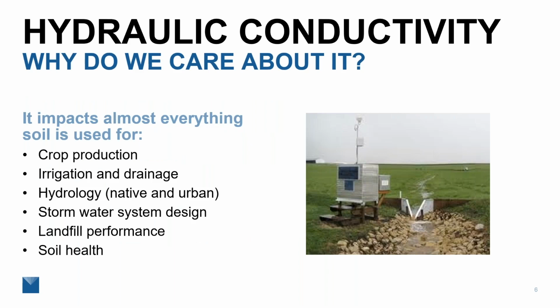So why do we even care about hydraulic conductivity? Well, it impacts almost everything soil is used for. It impacts crop production because it's going to impact how well water is able to infiltrate into the soil to be stored later for use. This is especially important here in the Palouse where we're located. It also is going to impact how water is redistributed through the soil profile for crop use. It's also going to impact irrigation and drainage. So it's going to impact how fast we can irrigate and how the water is going to infiltrate into the soil. But also we have soils where we're going to have drainage issues because they have low hydraulic conductivity. And so this is another important thing that needs to be understood.